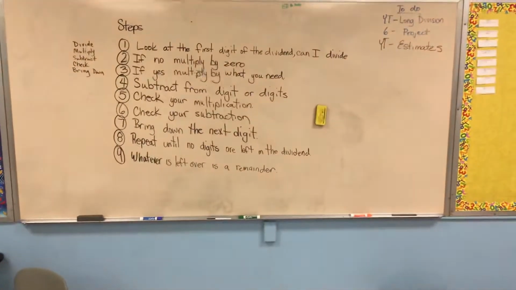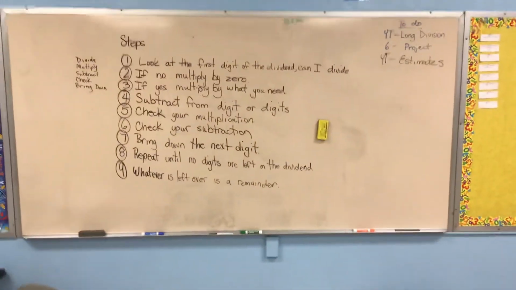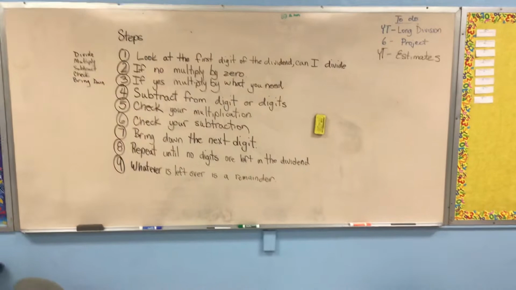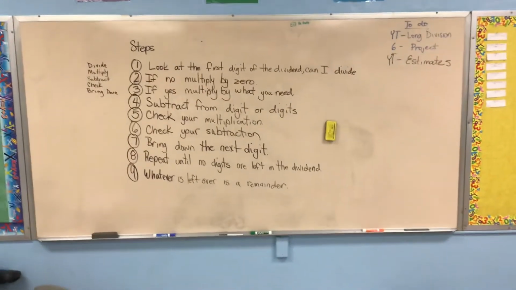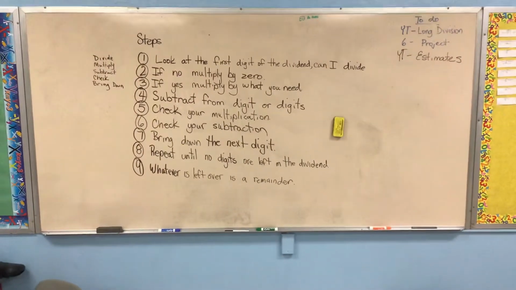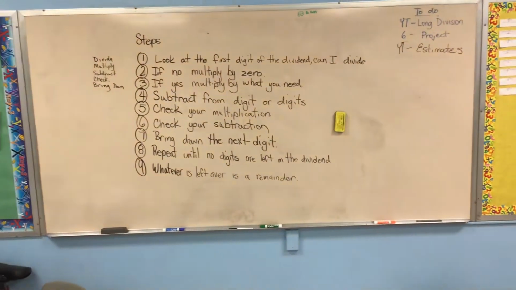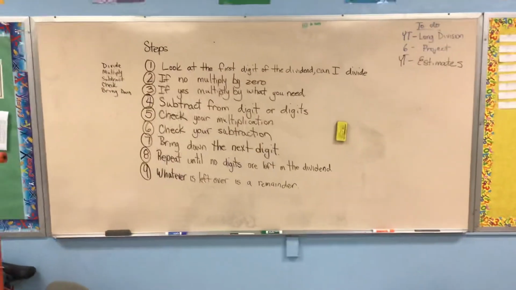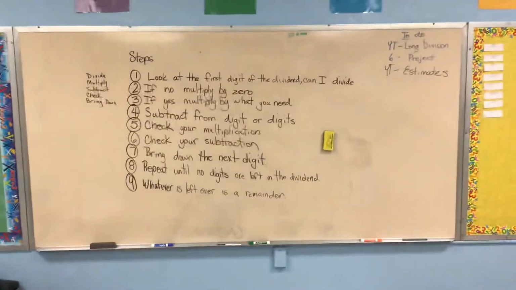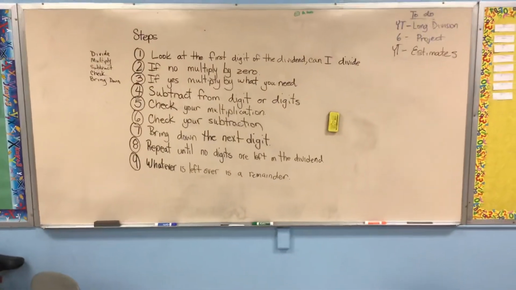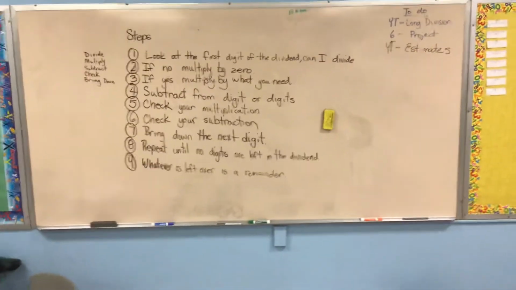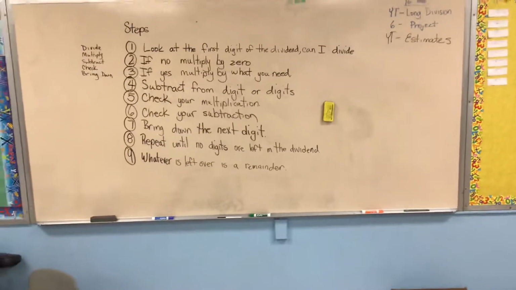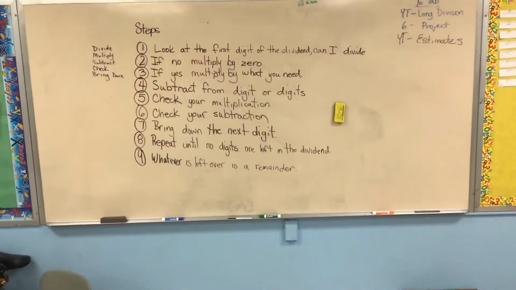Once you can't bring anything else down, you know you're done, unless you're dealing with decimals, but we're not going to talk about those right now. Whatever is left over is a remainder. You have to report it as such. Now, we report remainders in a bunch of different ways. For this video, we're just going to use the big R and write the number that's left over.